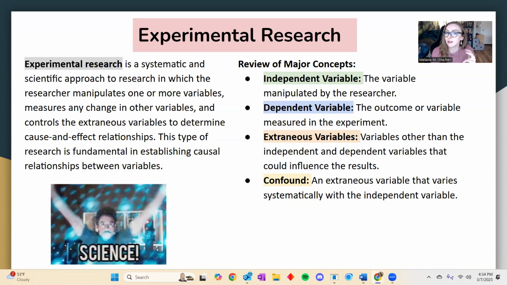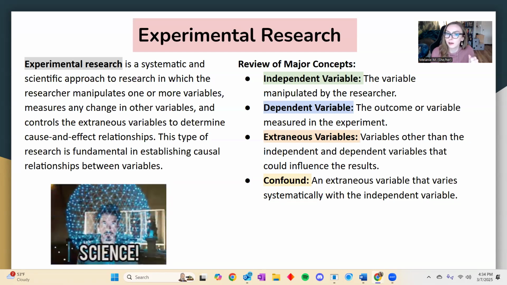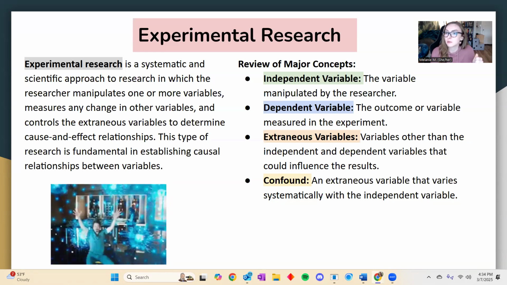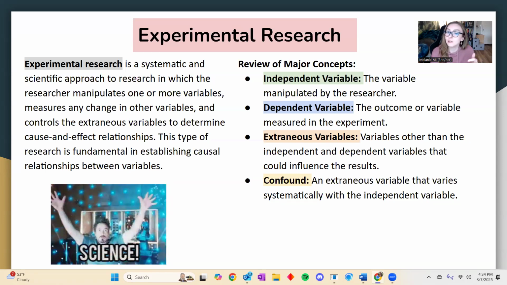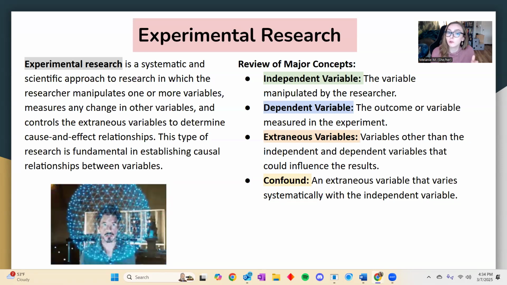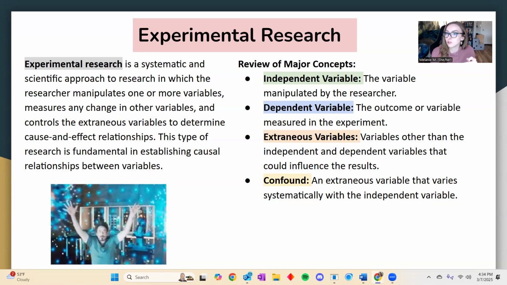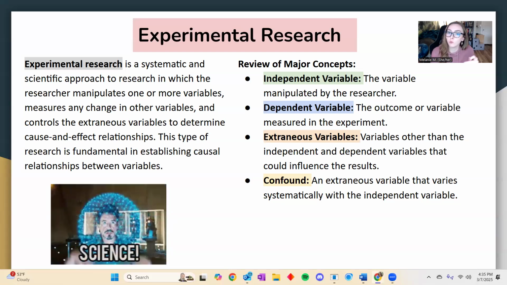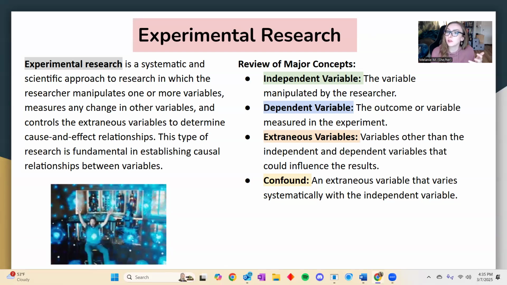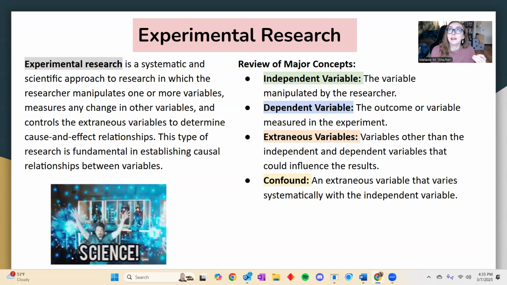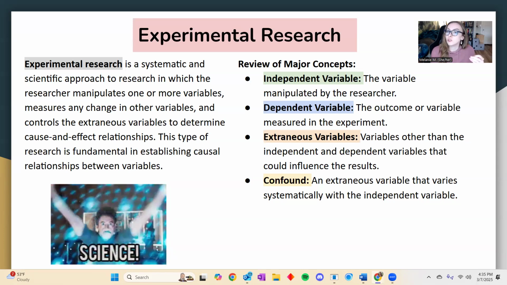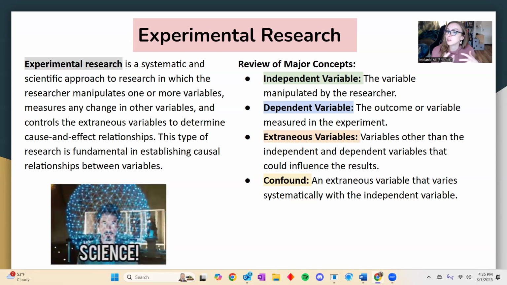So these concepts should be familiar, but just to recap, the major concepts in experimental research are our independent variable, and this is the variable or variables, but usually one, that is being manipulated by the researcher. The reason you usually only want to have one independent variable, if possible, is because it's hard to know why something changes if multiple variables are changing at once.